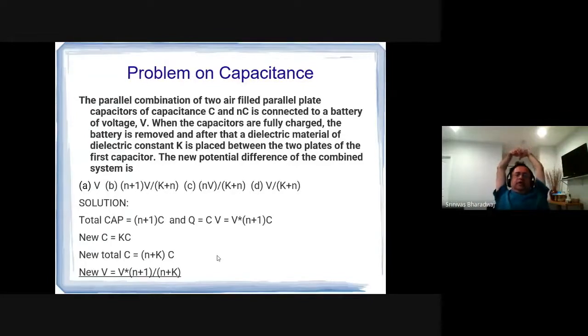Q initially was CV, N plus 1 times C times V. Now you introduce the new capacitance, N plus K times C. Therefore, the new V will be Q by C, right? And the Q we already calculated, and the new C is N plus K times C. So the new V is V times N plus 1 divided by N plus K. Okay, so that's how you solve these problems.